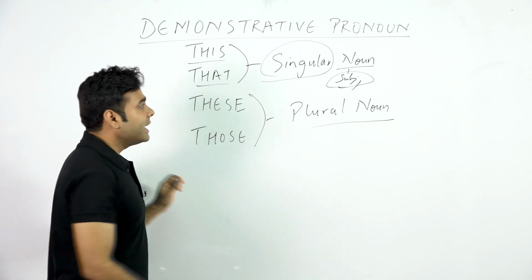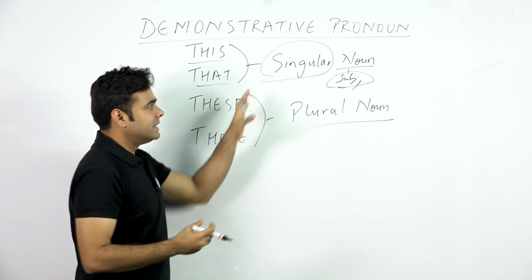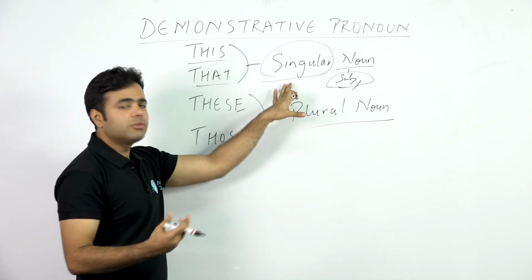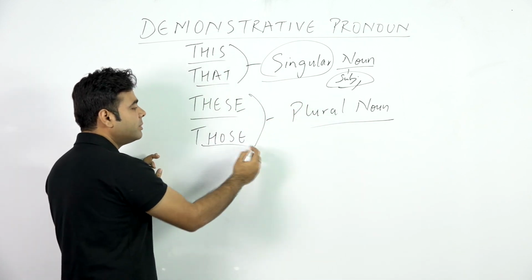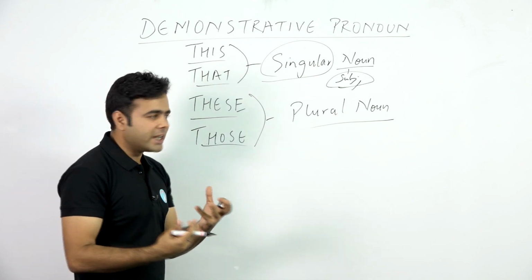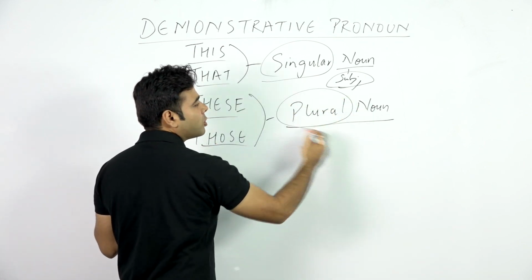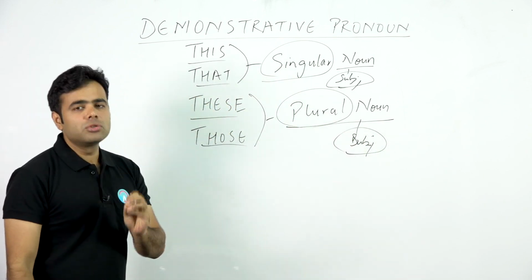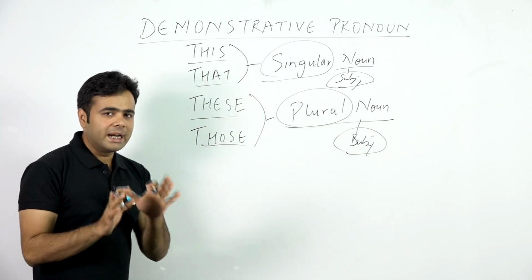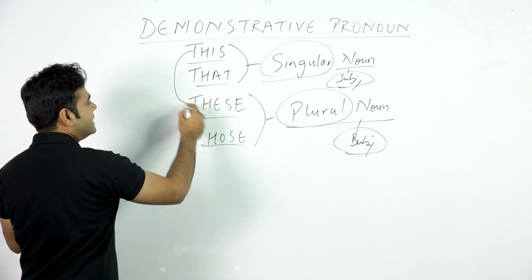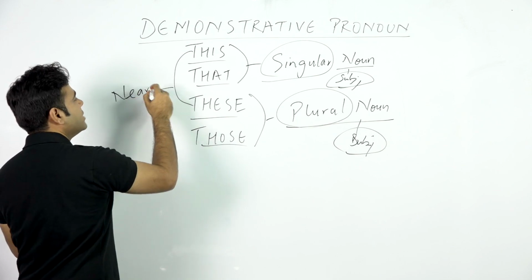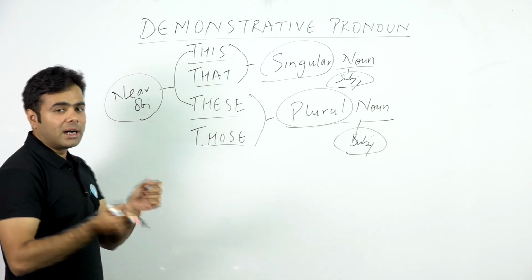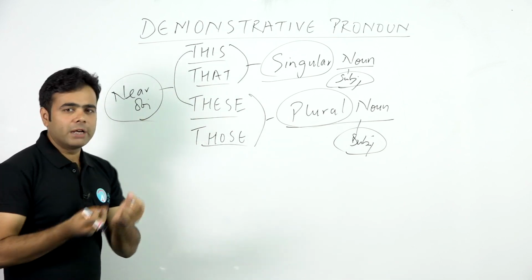Here you are being told that if in any sentence this or that are used, they will be used to demonstrate a noun, a subject, that is singular. And these and those will be used to demonstrate which kind of pronoun? A plural pronoun or plural subject. It's very simple. Now the second condition which you have to remember is that this and these are used to show any near object. Near object. It's very important, students, to understand that this and these are the pronouns used to show any kind of near subject.